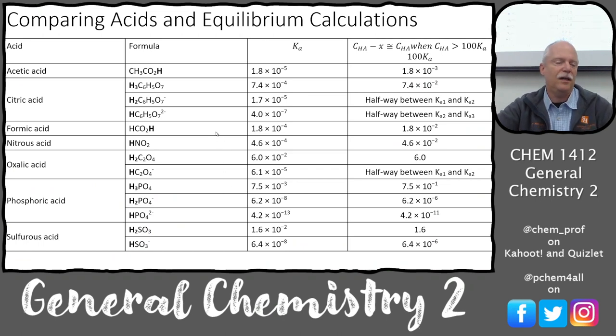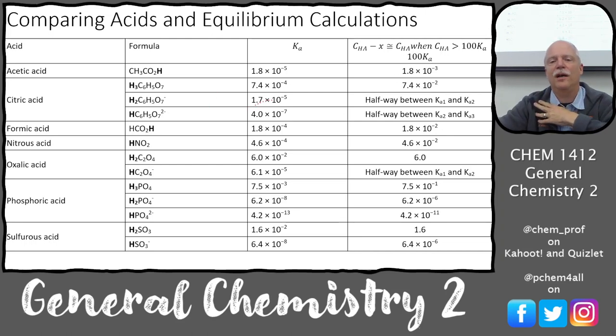Let's look at other kinds of acids. Some acids have multiple protons that come off, okay? Like citric acid or oxalic acid or phosphoric acid, or sulfurous acid. We've been dealing with acetic acid this whole time. And so I went ahead and calculated the cutoff value for that assumption. If the Ka is 1.8 times 10 to the minus 5, then that cutoff value, 100 Ka, is 1.8 times 10 to the minus 3. So as long as my acid concentration was greater than this number, I could use that assumption. For citric acid, it would be 7.4 times 10 to the minus 2.